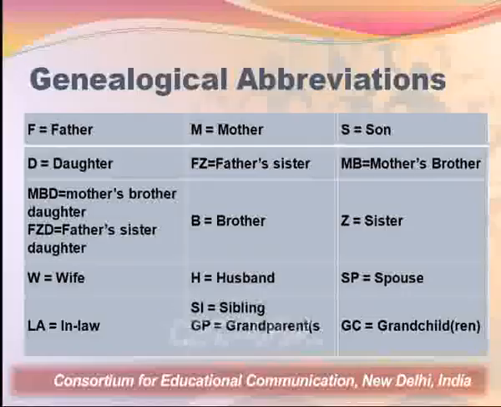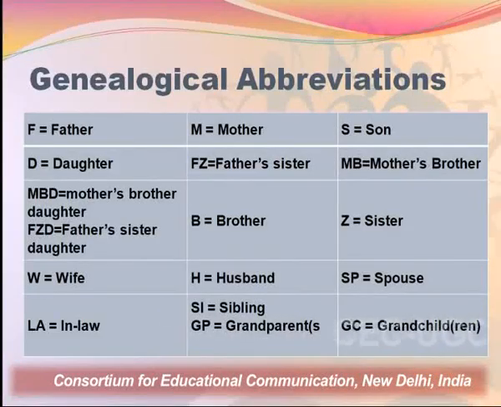For instance, a capital F is father, a capital M is mother, capital S stands for son, D for daughter, FZ, which is a capital F and a Z, is for father's sister. And similarly, capital M and a capital B, MB, is mother's brother. We can also add on: MBD is mother's brother's daughter, and FZD is father's sister's daughter. We have heard in cross cousin marriage that a person marries the MBD or FZD, and it might appear as a puzzle, but if we know the abbreviations, it becomes clearer.